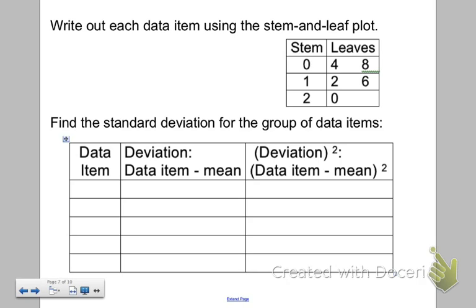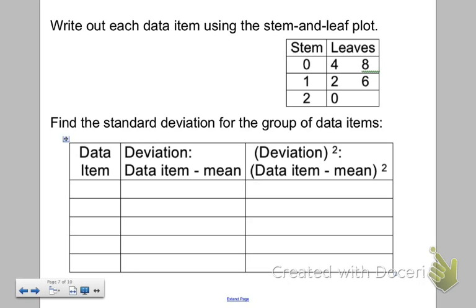Okay, in this next example, we're going to tie standard deviation back to what we've done with stem and leaf plots. Okay, so remember that we've got the same data here. We're just gathering it from a stem and leaf plot rather than me giving a list straight up. Okay, so in our stem and leaf plot, we have stems of 0, 1, and 2. With the stem of 0, we have leaves 4 and 8. With the stem of 1, we have leaves 2 and 6. And with the stem of 2, we have a leaf of 0.